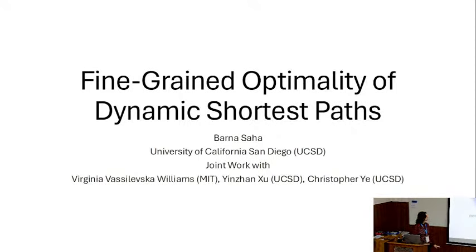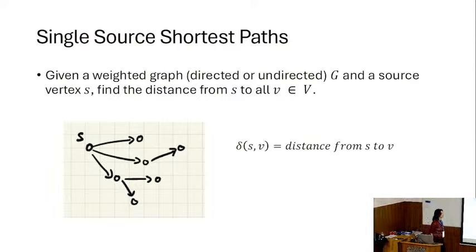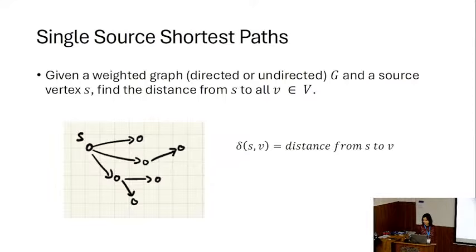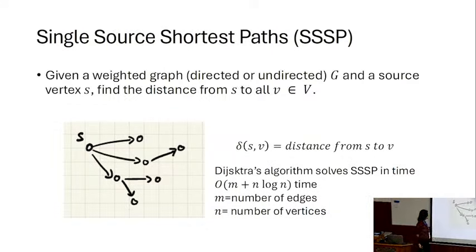Okay, so this talk is going to be relatively short and simple, so hopefully you'll understand everything. So we're going to talk about single source shortest path. We are given a weighted graph, which could be directed or undirected, and a source vertex S, and we want to find the distance from the source vertex to all the other vertices in the graph. So this delta SV denotes the distance from S to V. Obviously you can solve it using Dijkstra's, and that takes about n plus n log n time.